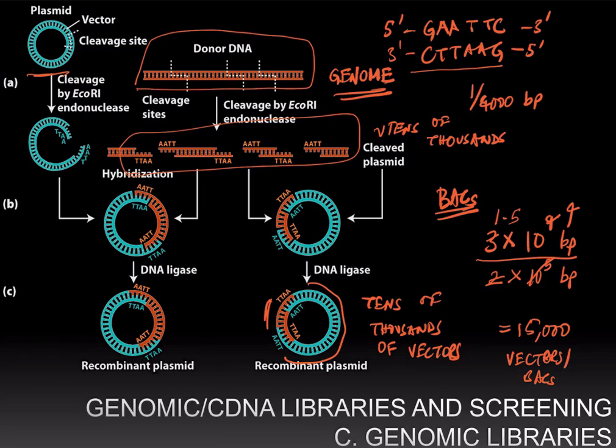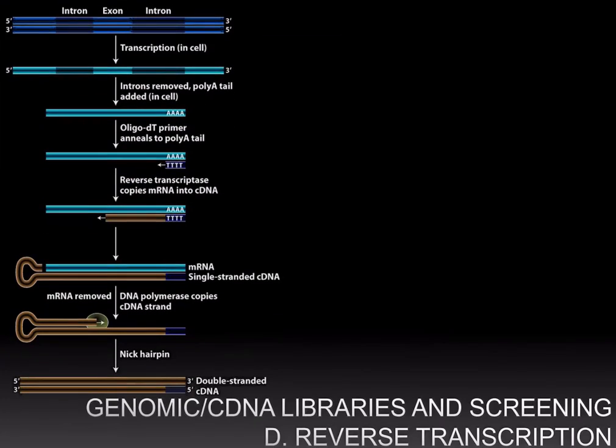Now, the fact that genomic libraries are so large makes it difficult to work with them, and it's possible to make a different kind of library called a cDNA library that is much smaller. And the rationale for a cDNA library goes like this. We are most of the time only interested in the coding sequence of the gene.